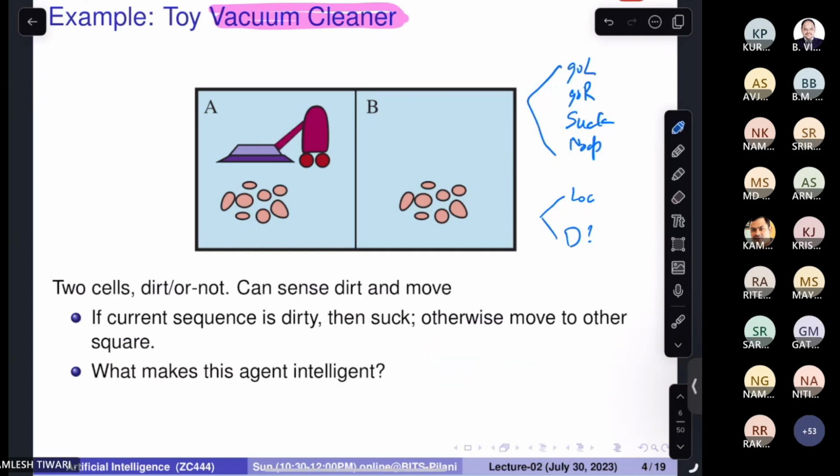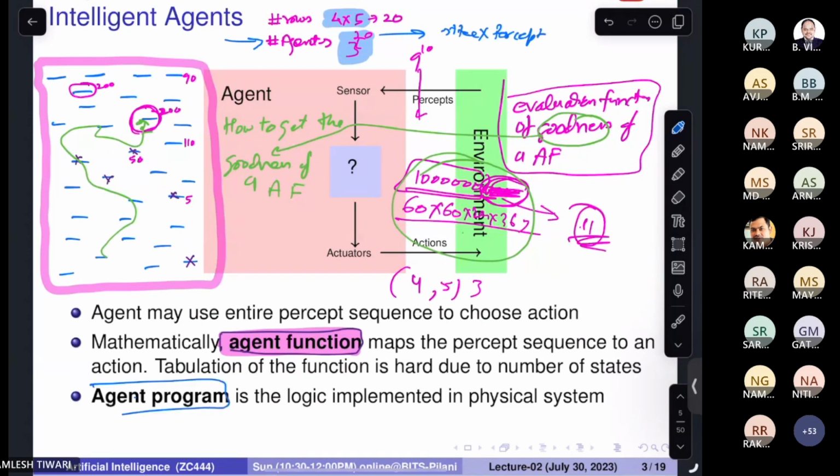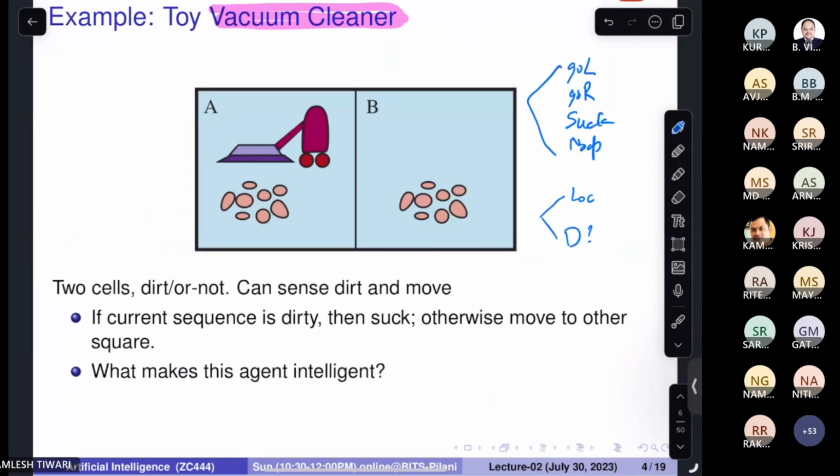I am going to write an agent program for this. So how can I write it? I can say: if D is equal to yes, let's assume that D can have value yes or no. Yes means there is dirt in the room where the agent is, then suck. Otherwise, change the room.